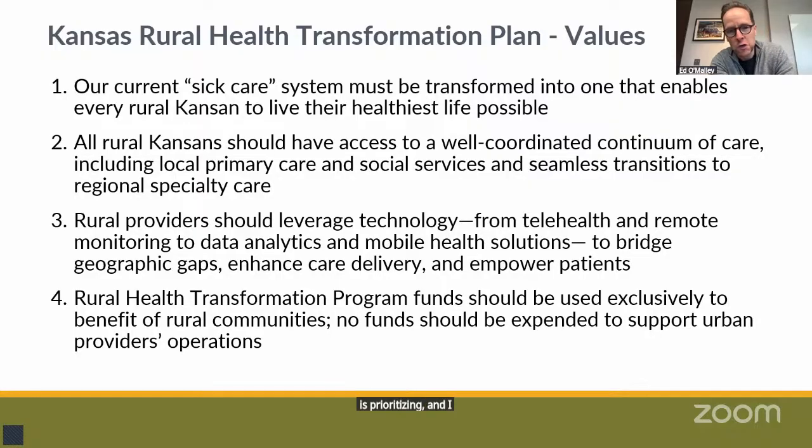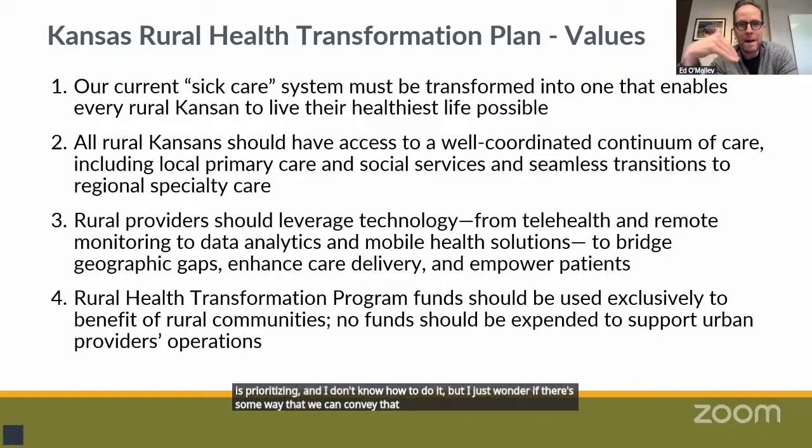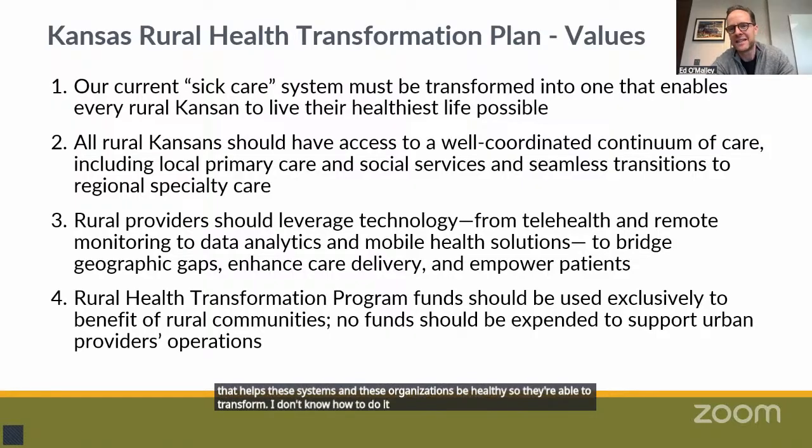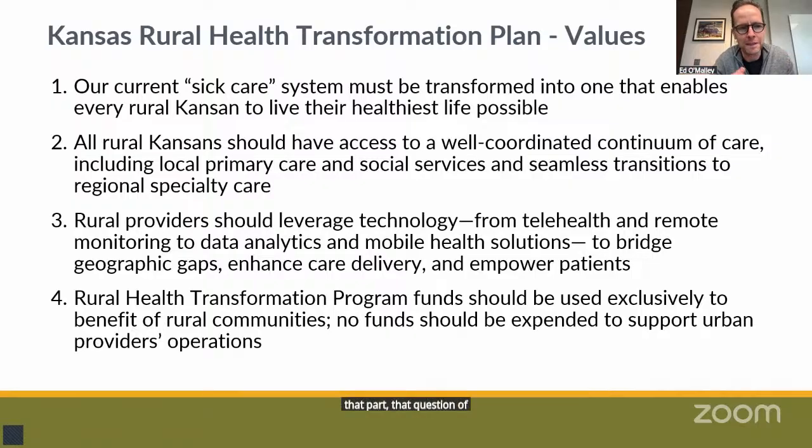I don't know how to do it, but I wonder if there's some way we can convey that we're about transformation, and that we understand we have to do that transformation in a way that helps these systems and organizations be healthy so they're able to transform. That's on my mind. I'm worried about somebody seeing this and feeling that the question of stability and transformation might be lost.